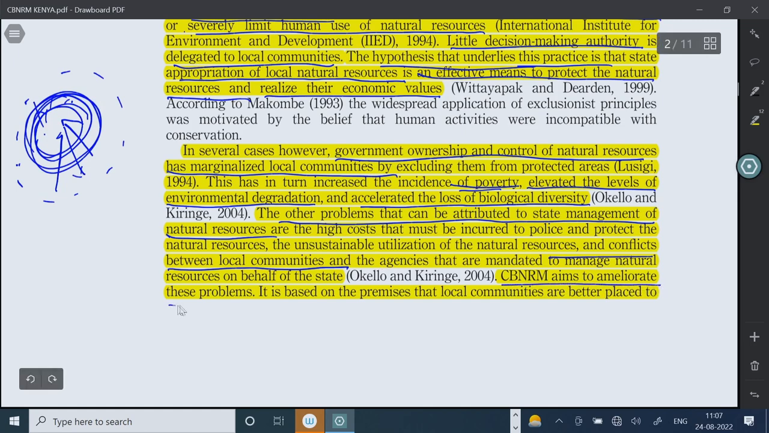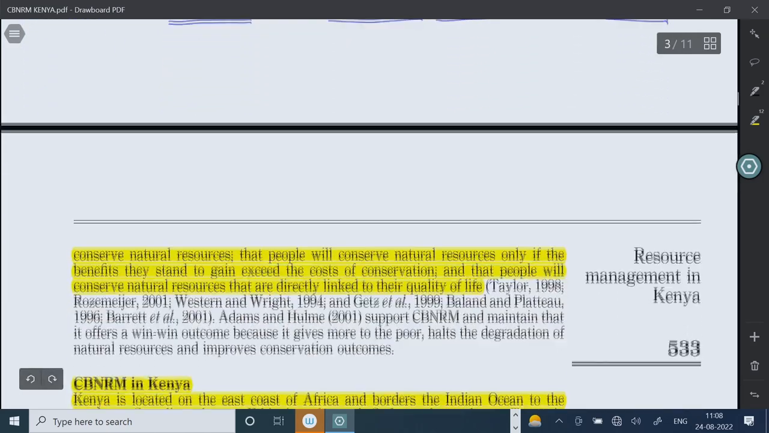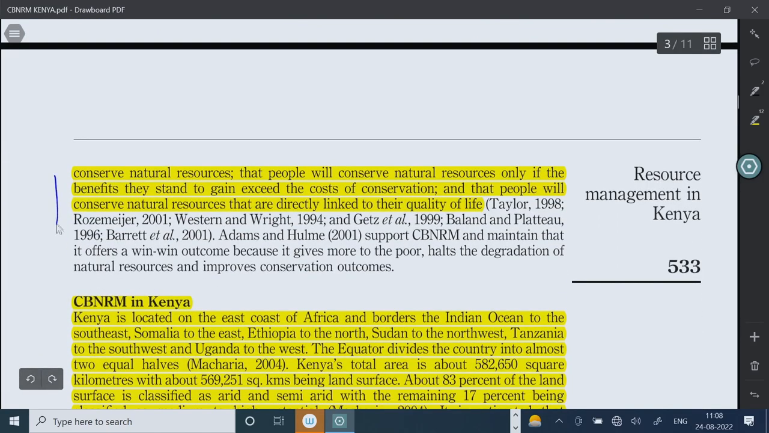CBNRM aims to solve this problem because it is based on the premise that local communities are actually better placed to conserve natural resources. That's what the CBNRM principle is. CBNRM also tells us that people will conserve natural resources only if the benefits they stand to gain exceed the cost of conservation. And this is true for all of us.